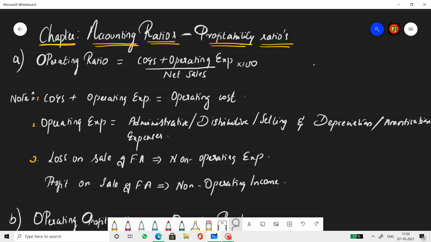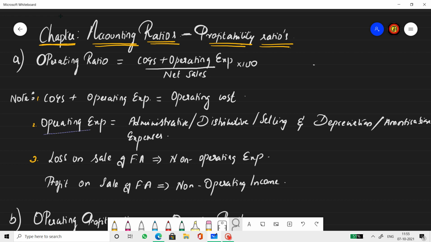Now, there are few things that we need to keep in mind before we start questions based on this. Cost of goods sold plus operating expenses is called an operating cost. So, the numerator of this ratio can also be called operating cost. So, operating ratio can be written as operating cost by sales into 100. So, what does operating cost consist of? Cost of goods sold plus operating expenses.